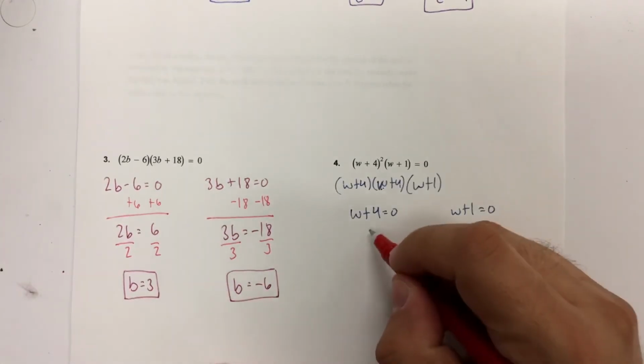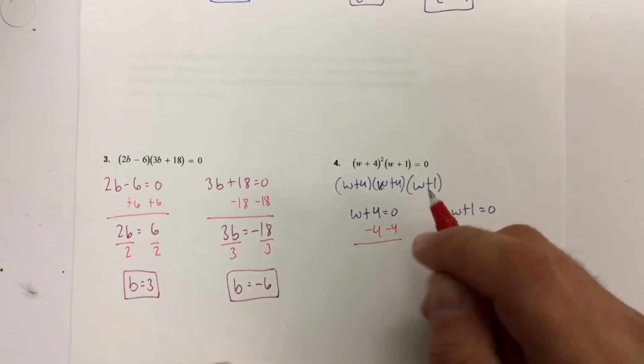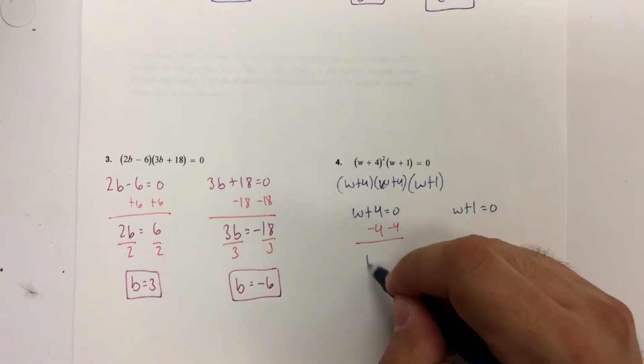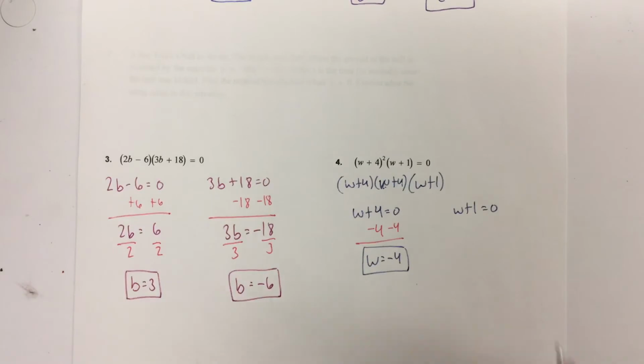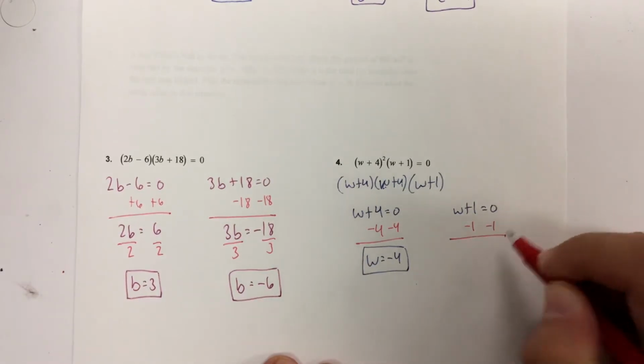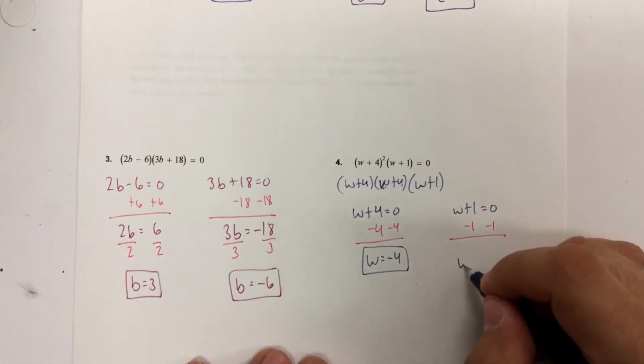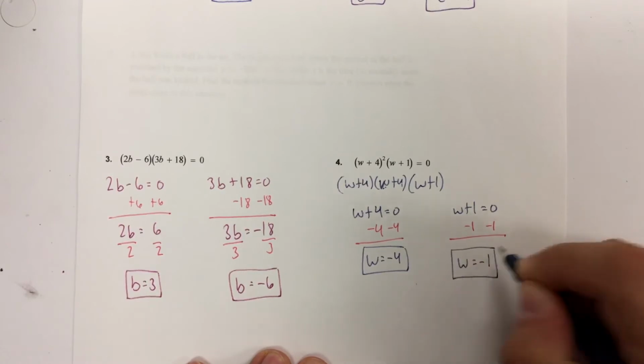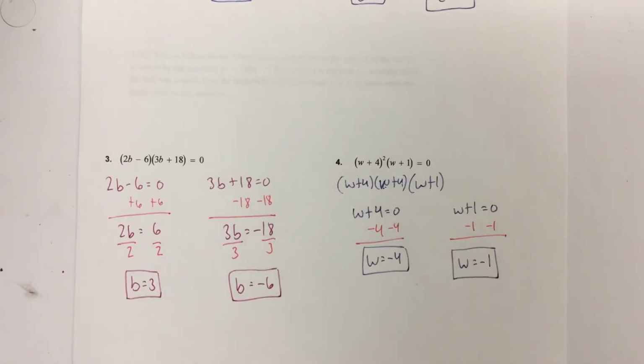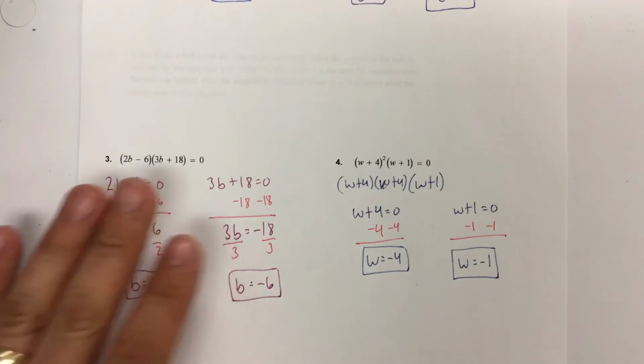So from here, we solve this one by subtracting 4. So w equals negative 4. For the second one, we subtract 1 from both sides, and we come up with w is equal to negative 1. All right, now let's take a look at examples where we actually have to factor first and then solve.